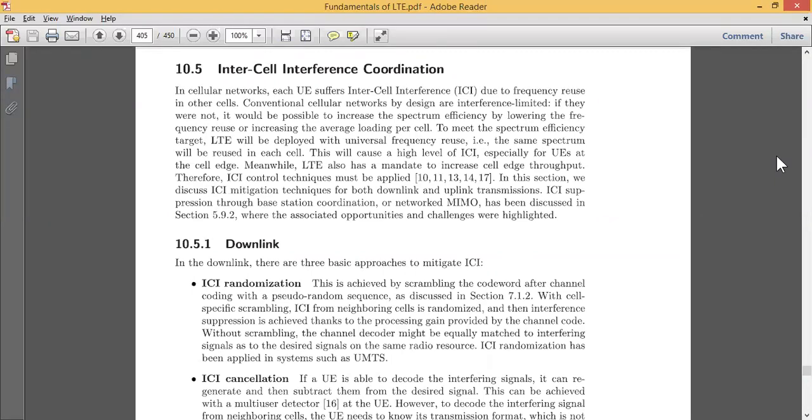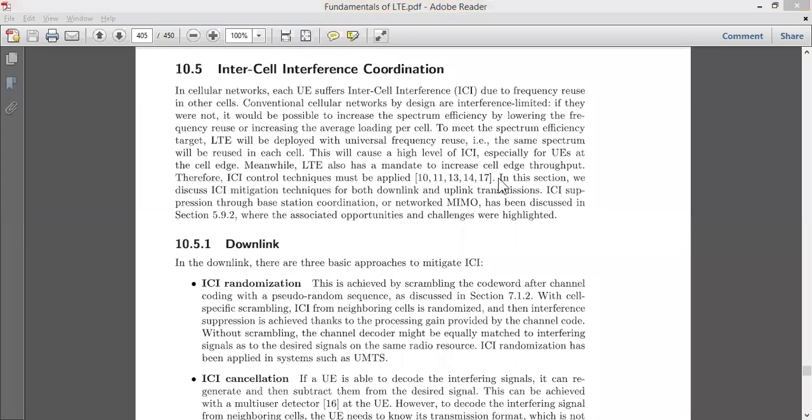But this concept will not be similar in LTE. It was only useful in conventional cellular networks like 1G, 2G, 3G. It was possible then, but now it is not possible in the LTE system. Therefore, to meet the problem of spectrum efficiency, LTE will deploy the universal frequency reuse mechanism, that is, the same spectrum.